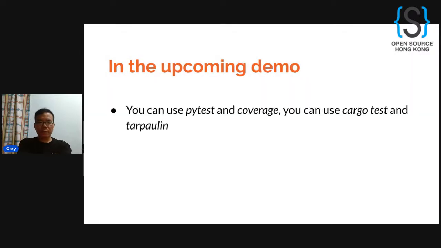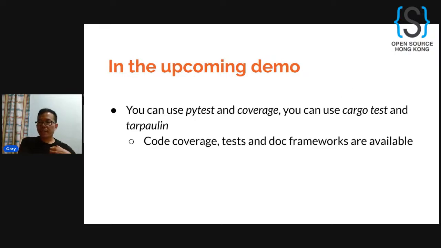In the upcoming demo that hopefully you'll be finished installing, which I think it has, you will be able to use PyTest and coverage, which gives you a testing framework and code coverage for Python code. You should also be able to use Sphinx, S-P-H-I-N-X, which is the documentation framework to generate documentation from inline comments. You can also use cargo test and cargo tarpaulin, which is basically the equivalent of a test framework and code coverage for Rust code.